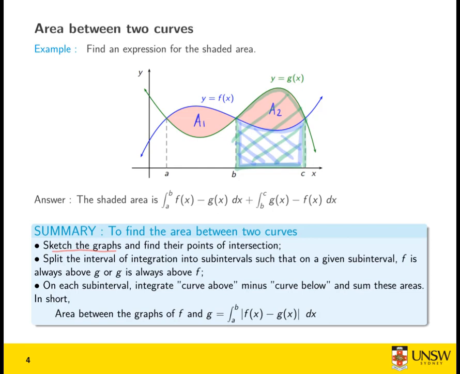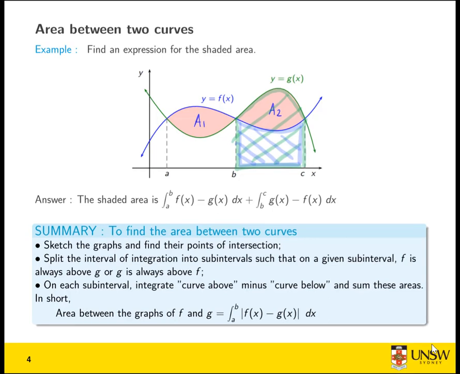You will need to sketch the graph, otherwise there's no way you're going to know which one is above the other one. You will need to find the points of intersection, so in that case you would have this, because that's going to tell you how to split your interval of integration. You will split your interval of integration into sub-intervals, making sure that on a given sub-interval, f is always above, so that's on AB for instance, or g is always above. And then on each sub-interval, you integrate the function curve above minus curve below. That's what we did. We got A1 and A2, and then you sum those.